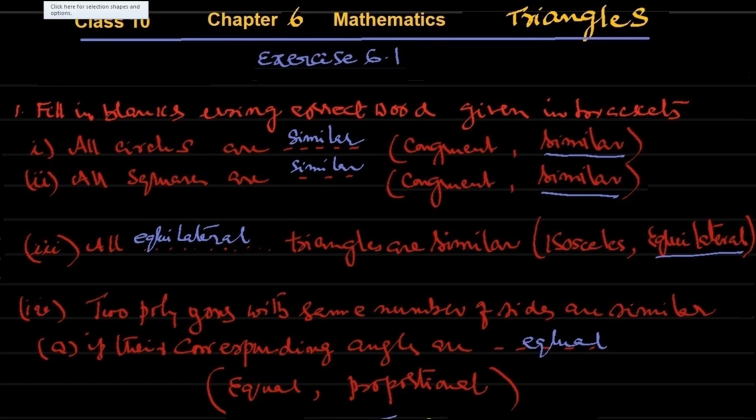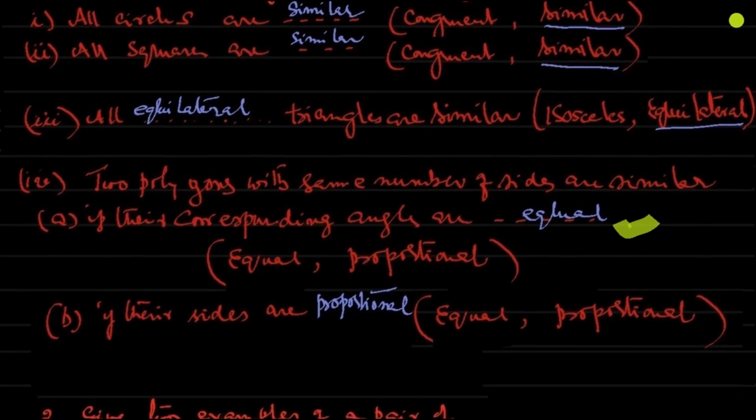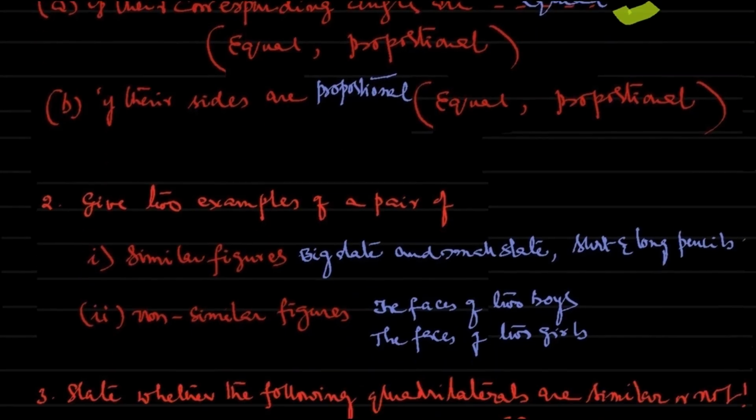Two polygons with same number of sides are similar only when all the corresponding angles are equal and sides proportional. The angles must be equal, right? There is no question of proportionality there. So that is the first page of this one. We'll just move up.